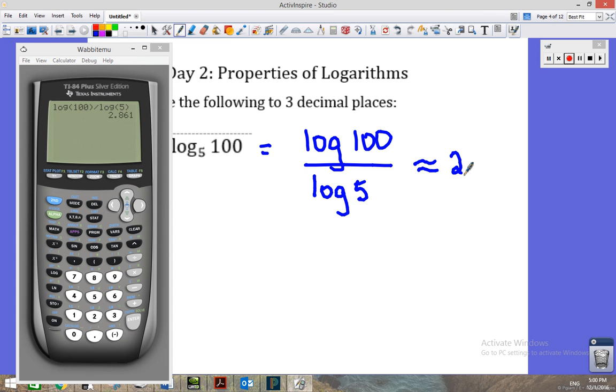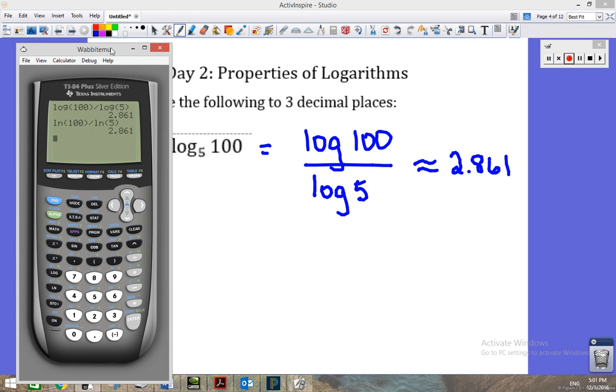I get 2.861. And like I say, I could have used the natural log of 100 divided by, now the natural log of 100 is not going to be 2, divided by the natural log of 5. This ratio is still the same, 2.861.